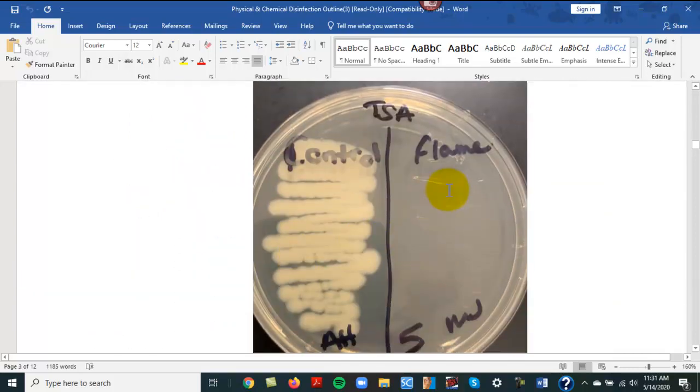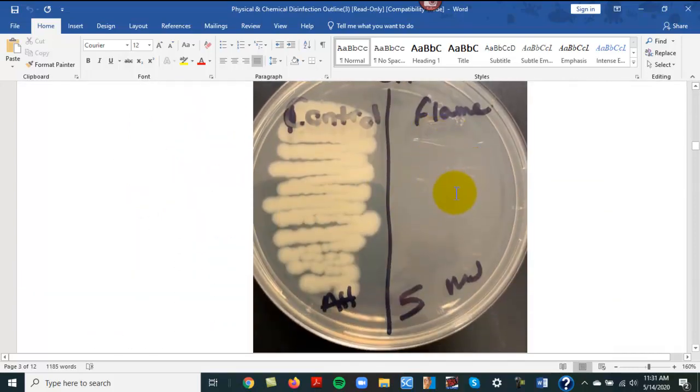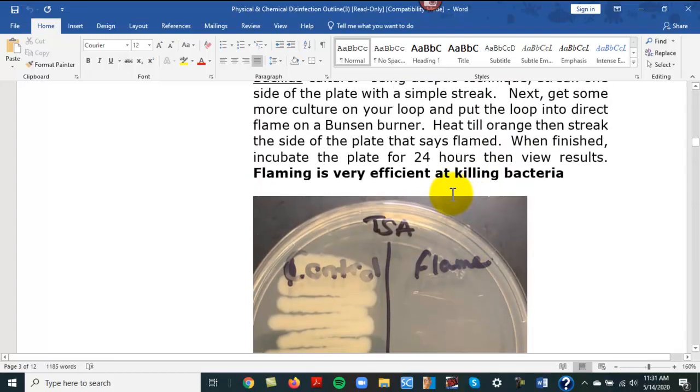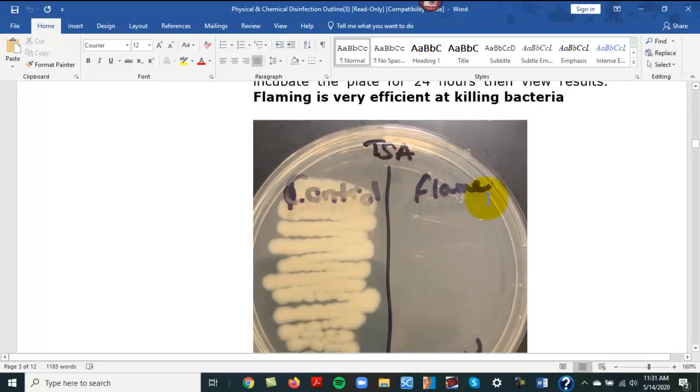Then you can see where the loop passed here. See the lines? Then streak the other side. This is called the flame side. You have now fried the microbes. You put them on a plate, and you can see nothing survived. So whoever did this did it perfect. This is good aseptic technique over here. And then, yes, flaming is very efficient at killing bacteria. You can see that.